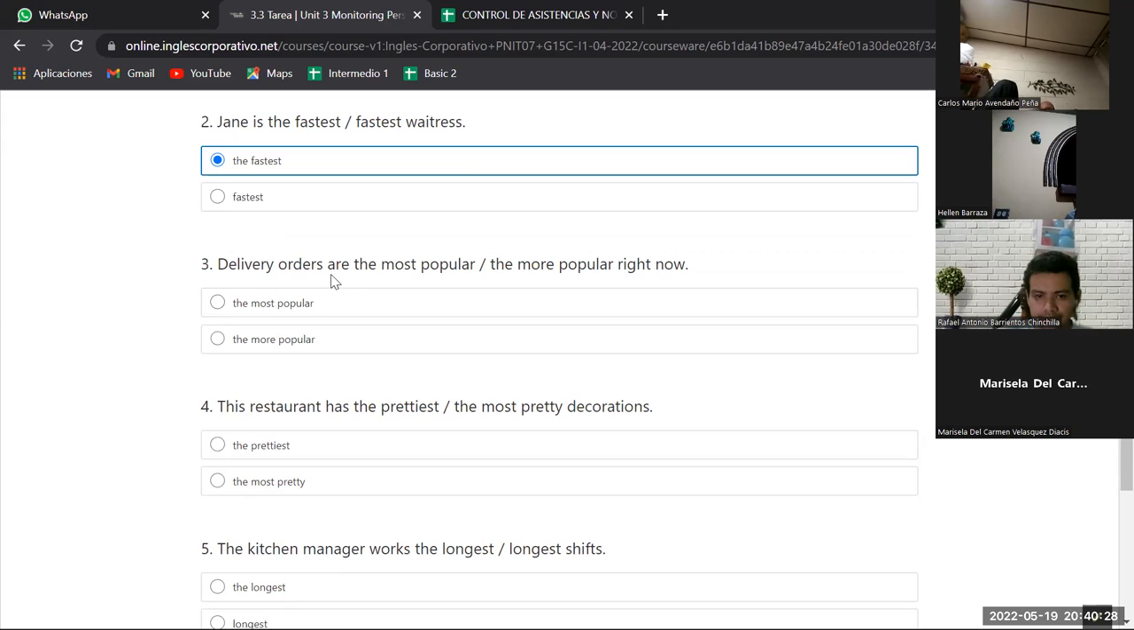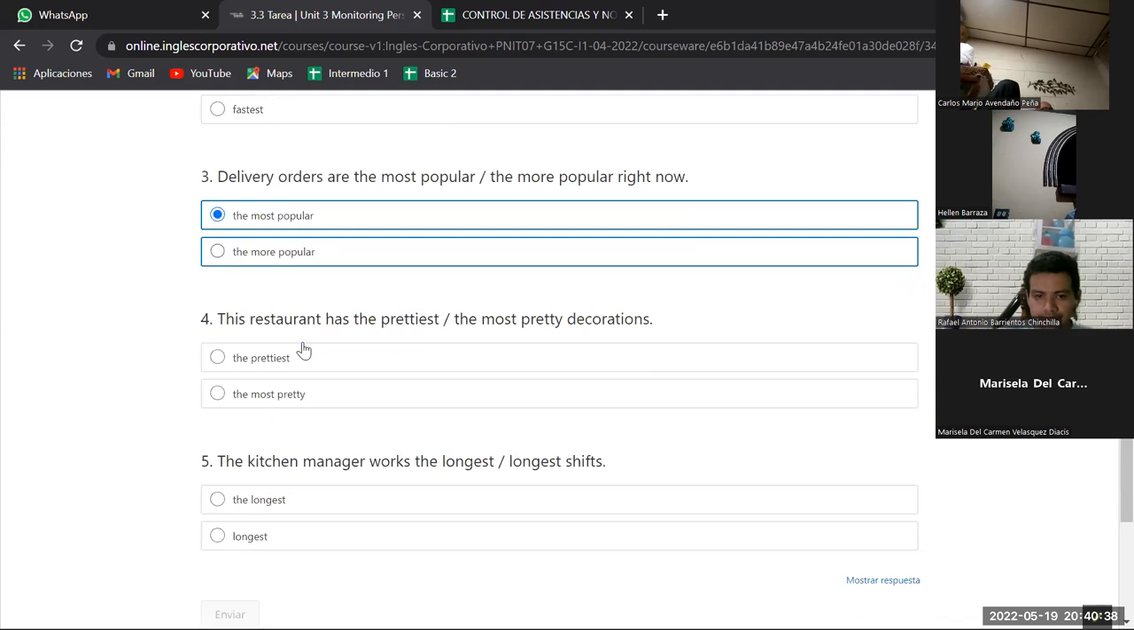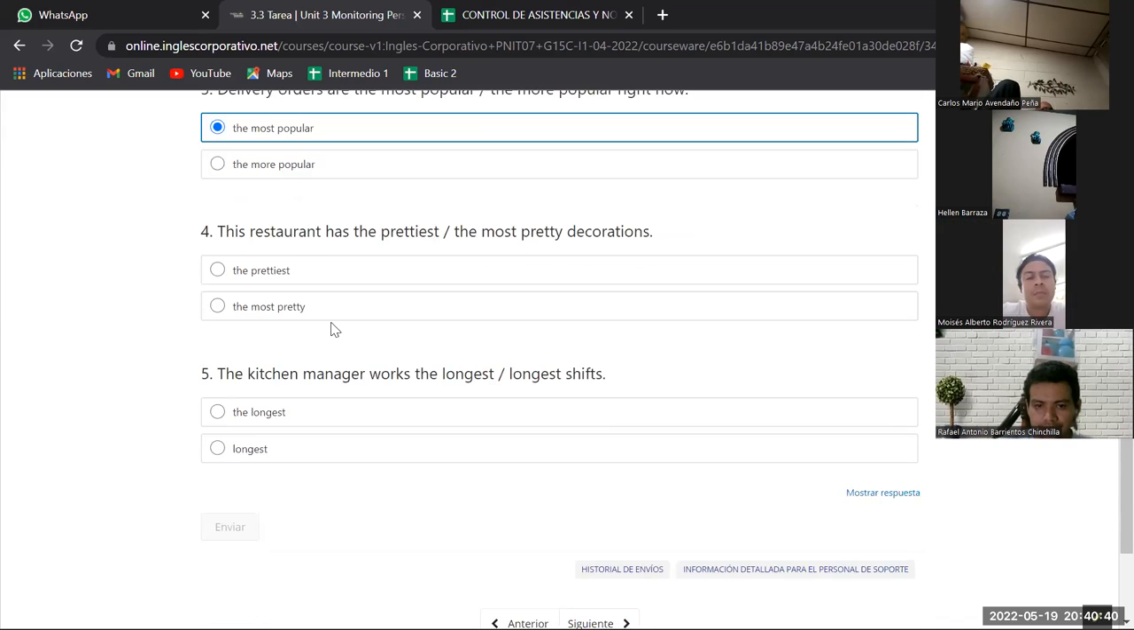Delivery orders are the most popular or the more popular right now. The most popular. Mm-hmm. The first answer. Now, it continues. This restaurant has the prettiest or the most pretty decorations.